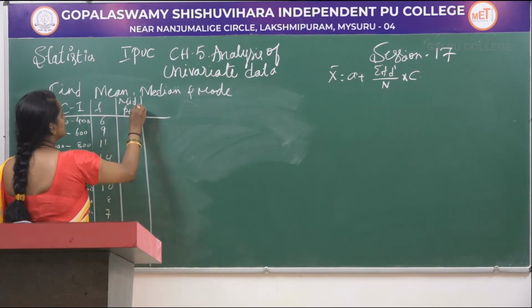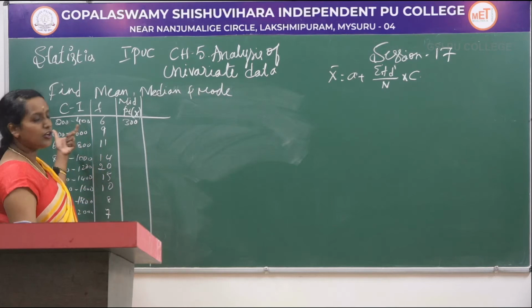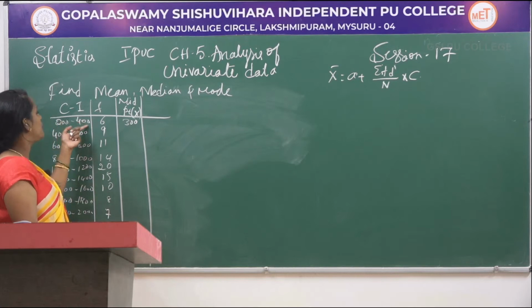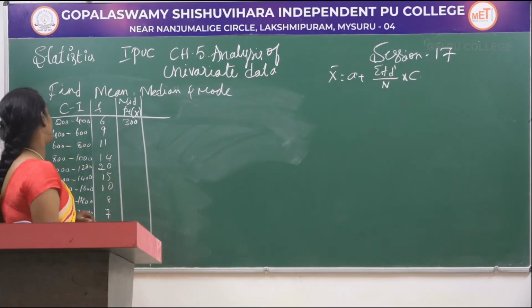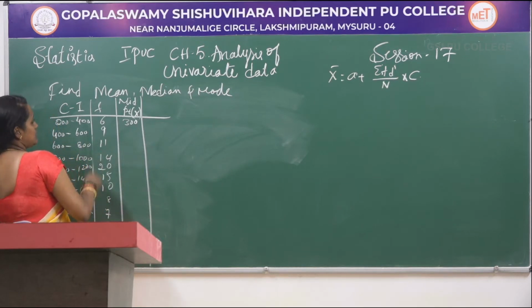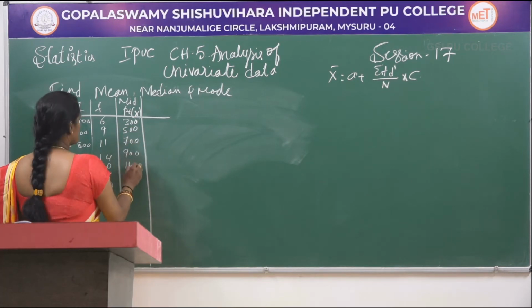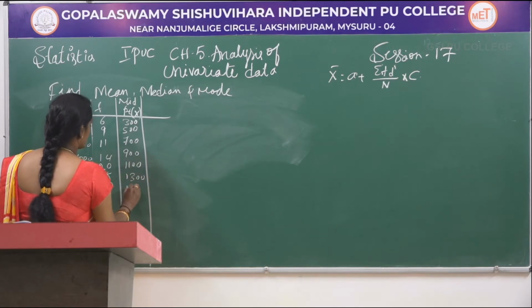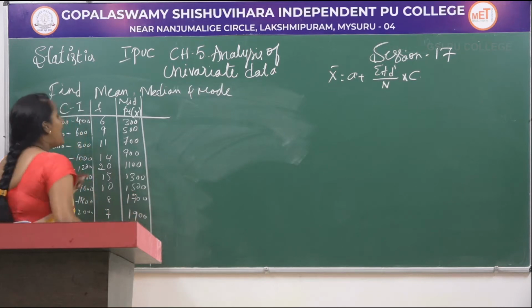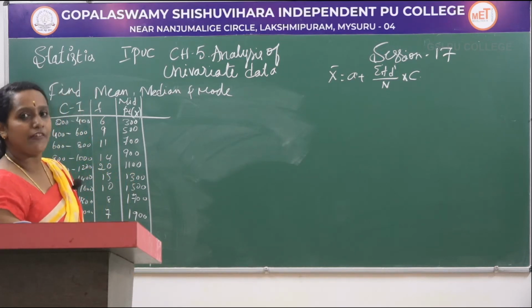First we will find the midpoint. Midpoint we call it as x. For this the midpoint will be 300. To find the midpoint, we have to add upper limit and the lower limit. Then we have to divide that by 2. So 200 plus 400 divided by 2, it will be 300. Same procedure we are following to find all the class intervals midpoints. It is 500, 700, 900, 1100, 1300, 1500, 1700, 1900.